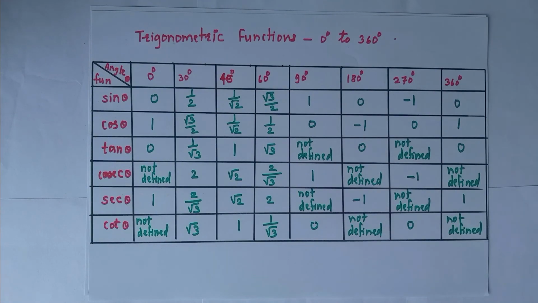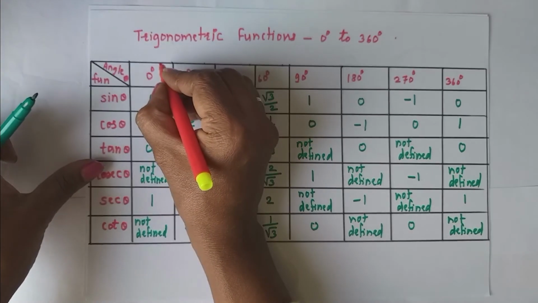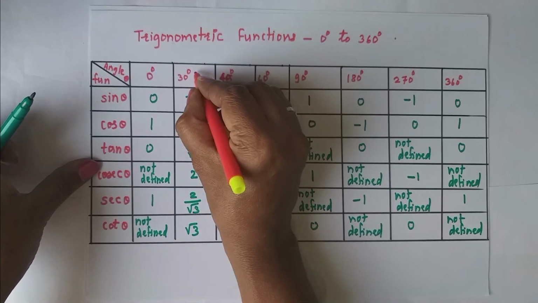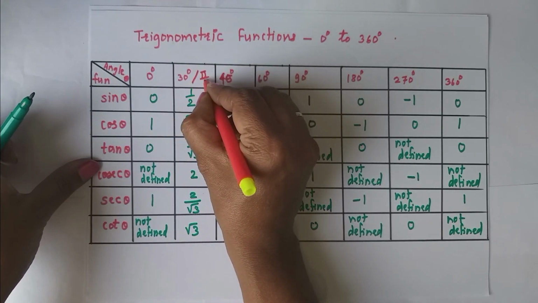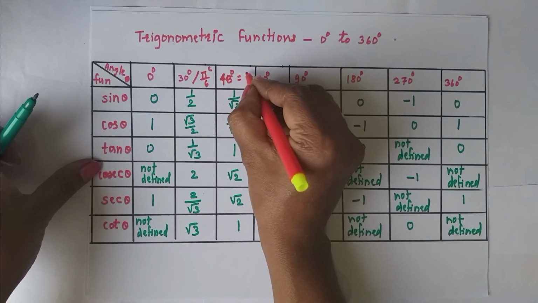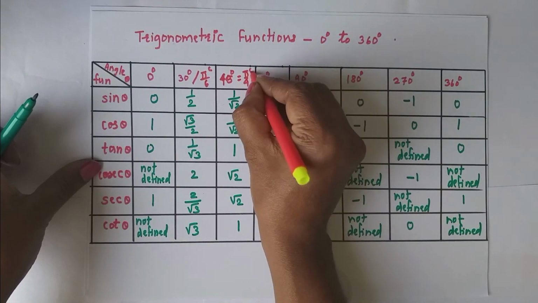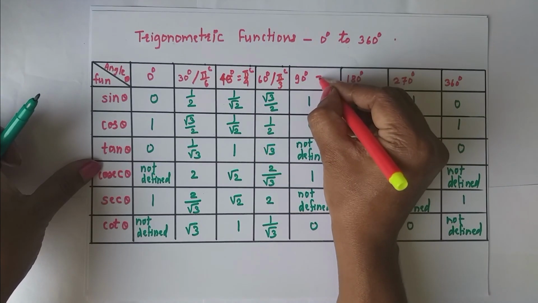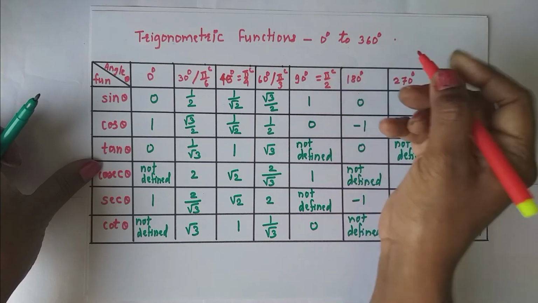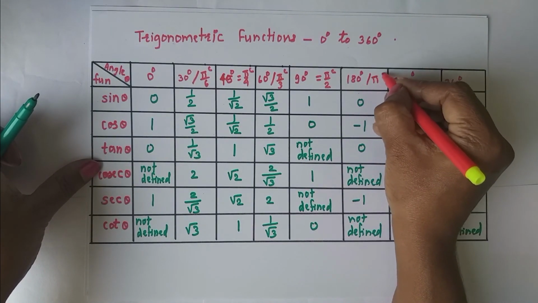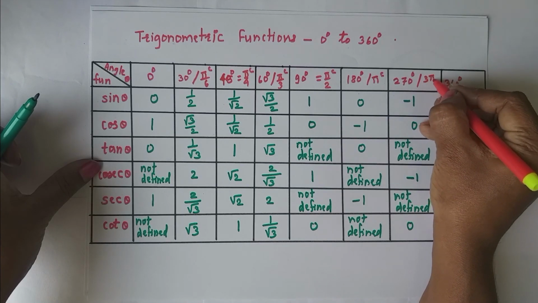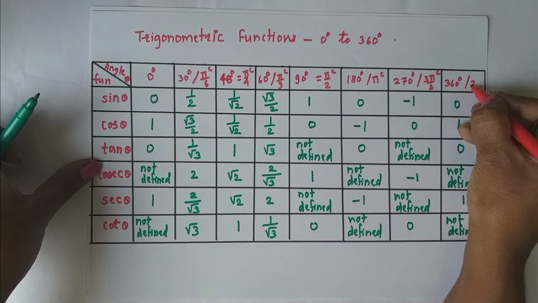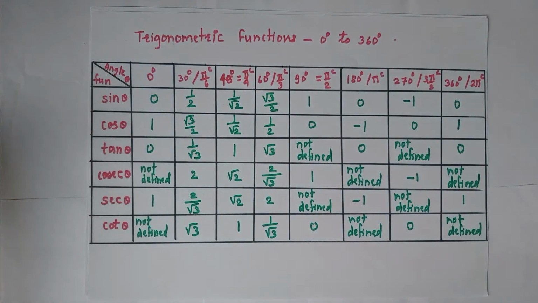And you remember these angles in terms of radians also. 0 degree means 0 radians, 30 degree means this is nothing but pi by 6 radians, 45 means this is nothing but pi by 4 radians, this is 60 degree, or you can write pi by 3 radians. 90 degree means this is pi by 2 radians. 180 degree means this is pi radians. 270 means this is 3 pi by 2 radians, and 360 means nothing but this is 2 pi radians. You remember all these angles in terms of degree as well as in radians.